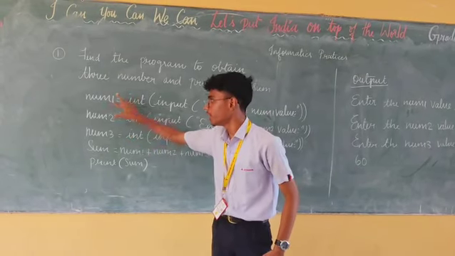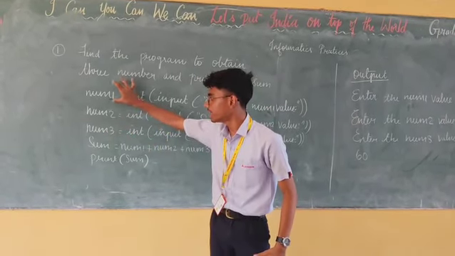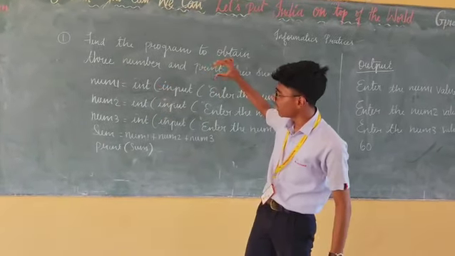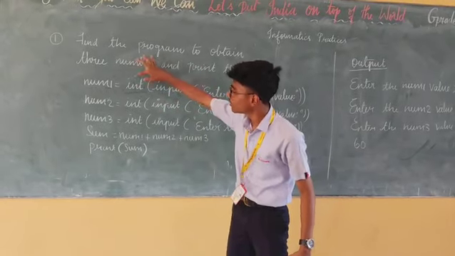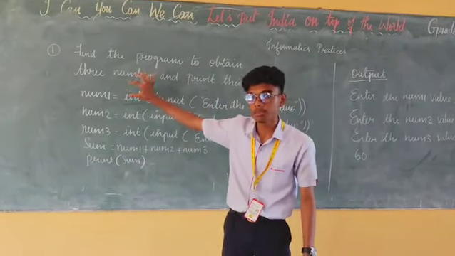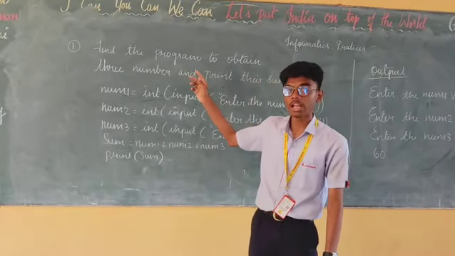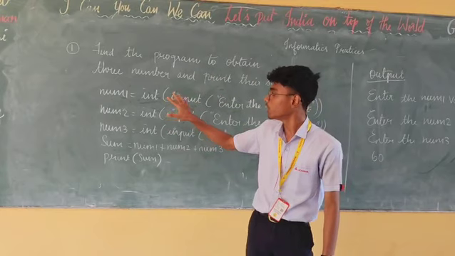First of all, we need to write the identifier on the left side, and we need to write the equal to symbol, and on the right side we need to write int. The full form of int is integer. We are using it because we are going to write numbers in the output. If you are going to write any numbers with a decimal point, we need to write float.